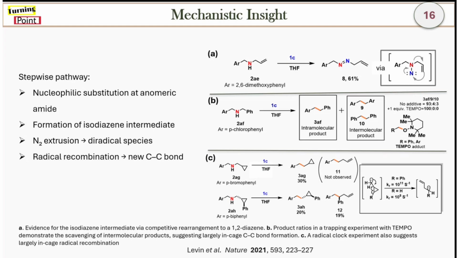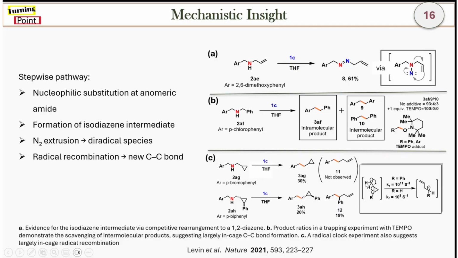And to prove the last step, that it is really going through a radical intermediate, they did this radical clock experiment. For that they took this cyclopropylamine. So in one case there is no substitution, and in another case there is substitution with a Ph group. From here we can see that when there is a substitution, the rate of ring opening is fast, and it goes into the rearrangement. So when there is a Ph substitution, they got the rearranged product also, but when there is no substitution, they didn't observe any rearranged product.